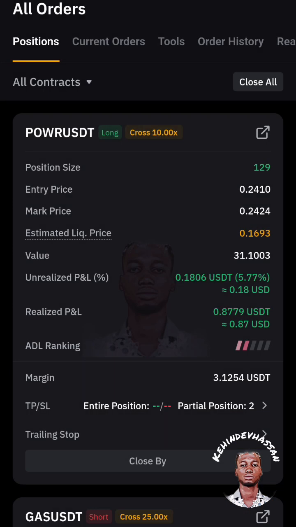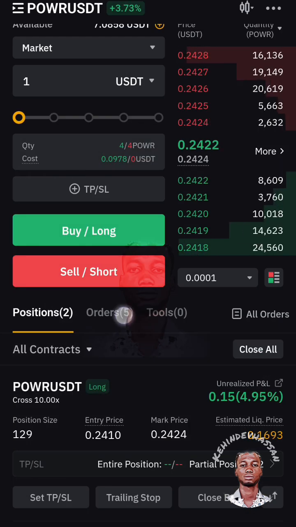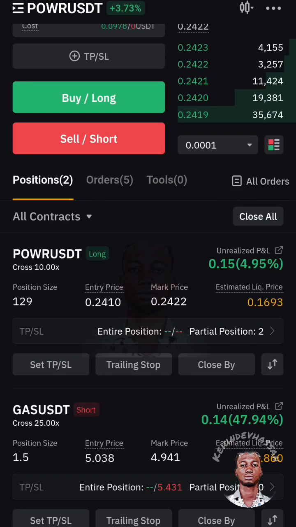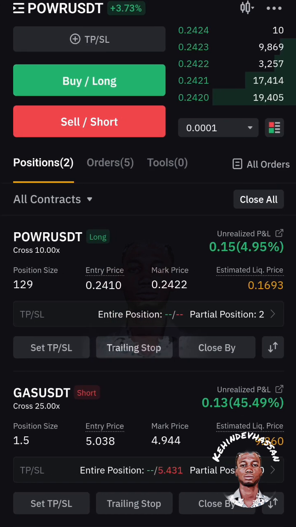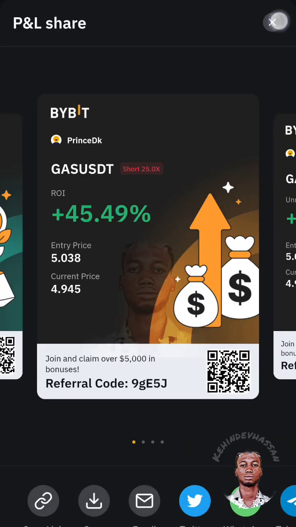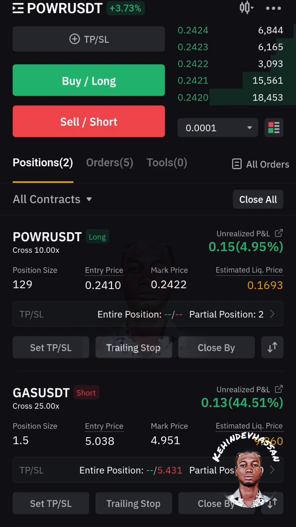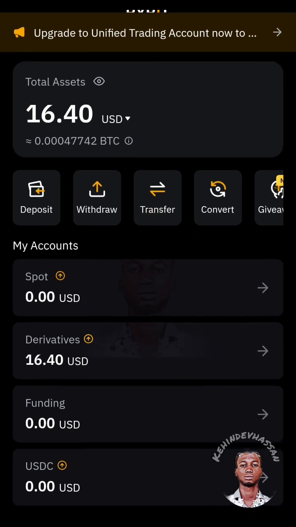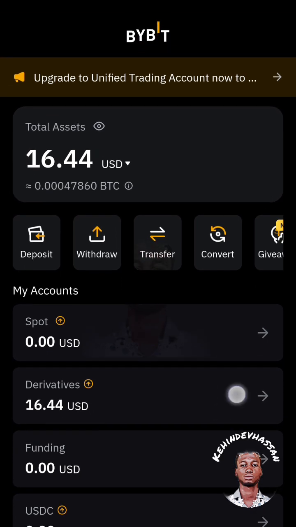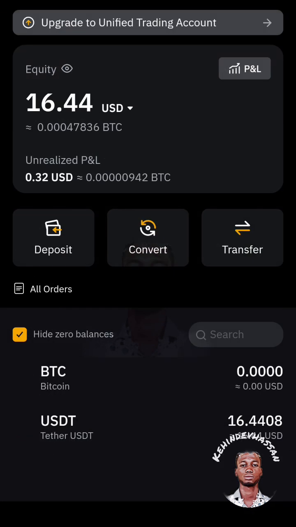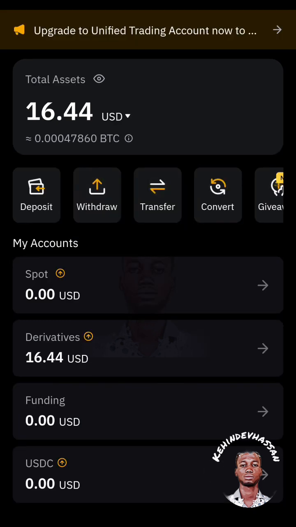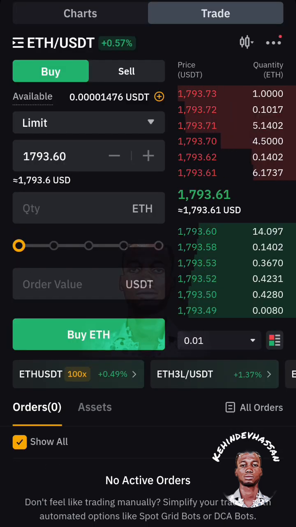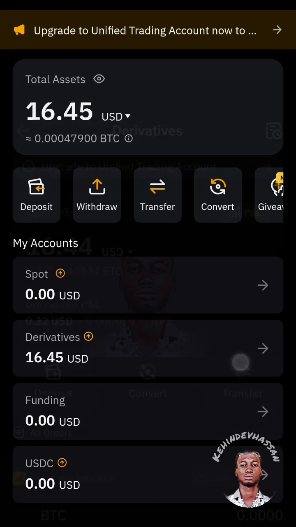Keep going, guys. As you can see, our gas is moving on, at 45% profit already. Let's grow this. We've made a lot of profit already, and we keep making a profit. Keep growing. We are going to double our $10 in a few days. Let's go.